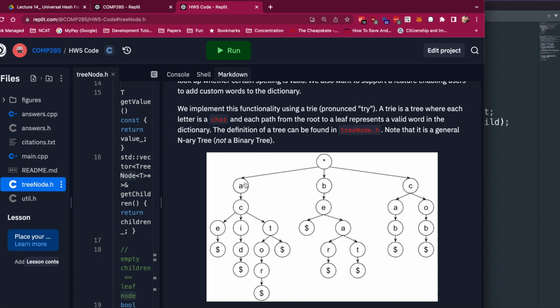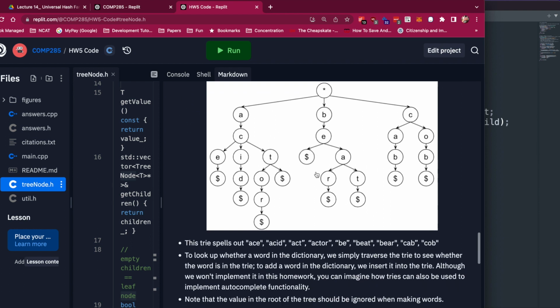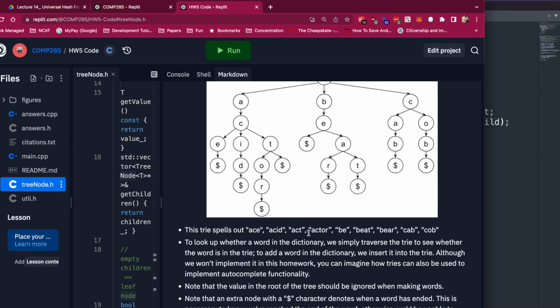So in a sense, we have acid, we have act, we have actor, we have ace, four different words, all of which are using only A and C. There's only one character A, one character C. So this does not get duplicated. And it's the same for the other words that we have here. So that's what a trie looks like. This one has ace, acid, act, actor, bee, beat, bear, cab, and cob.